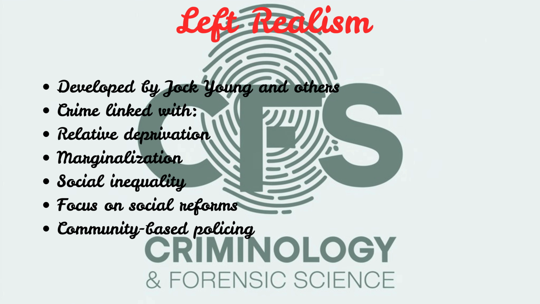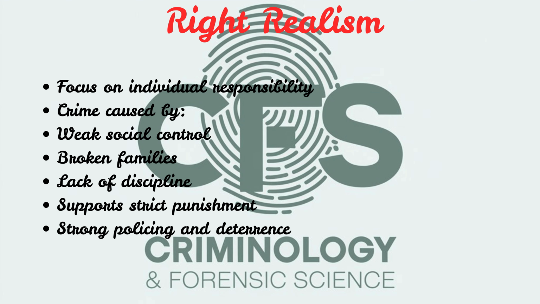This approach is divided into left realism and right realism. Both perspectives agree that crime is real and must be controlled, but they differ in their explanation. Left realism, associated with thinkers like Jock Young, focuses on social inequality, marginalization, and relative deprivation as causes of crime. Right realism, on the other hand, emphasizes individual responsibility, weak social control, and the breakdown of family and community institutions. What makes realist criminology unique is its focus on practical solutions rather than just theoretical debates.